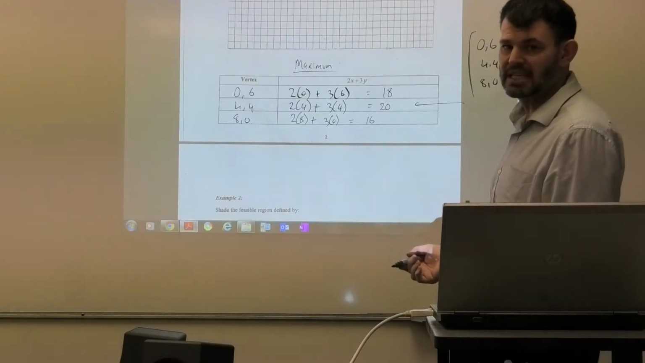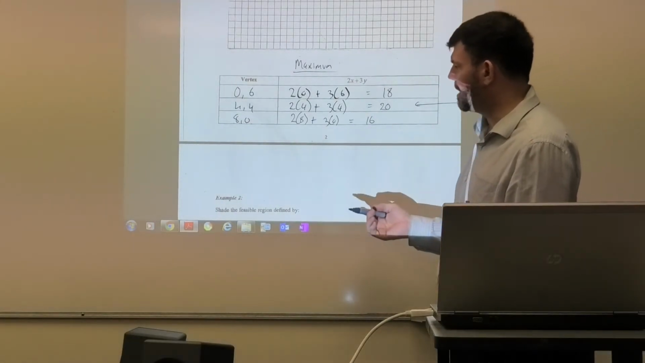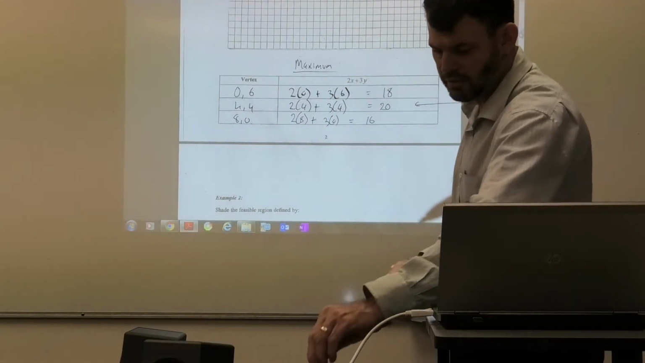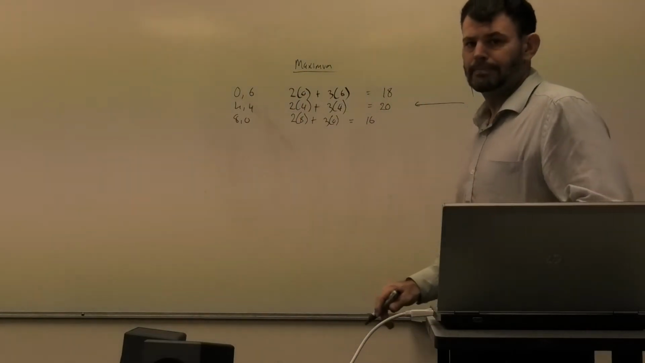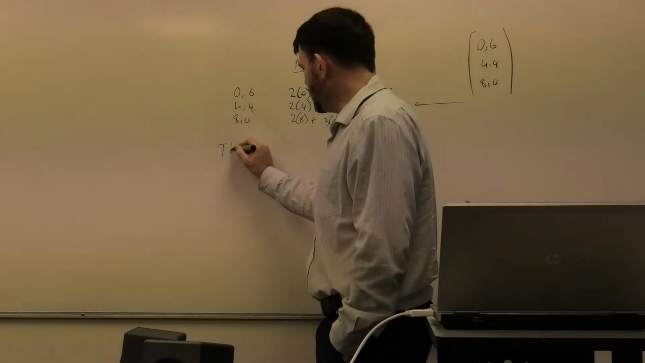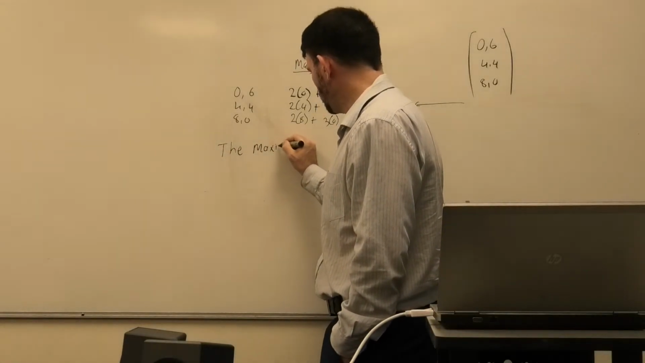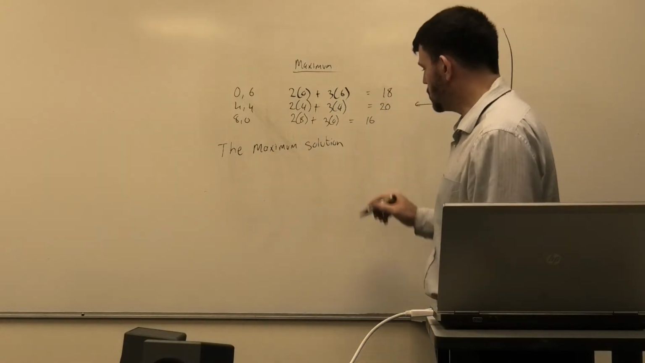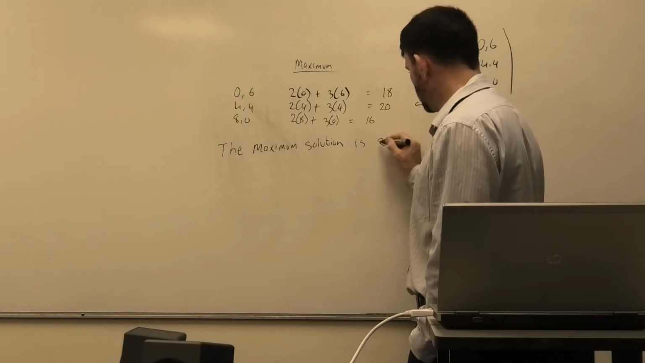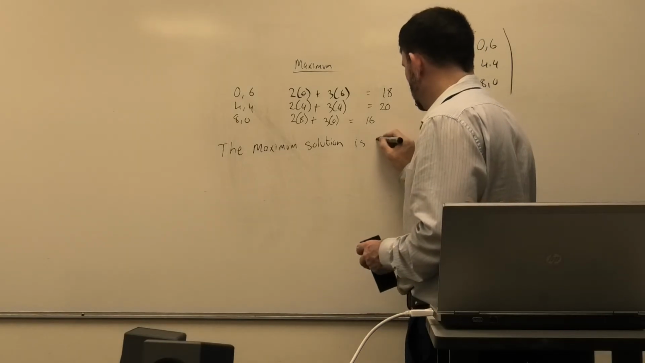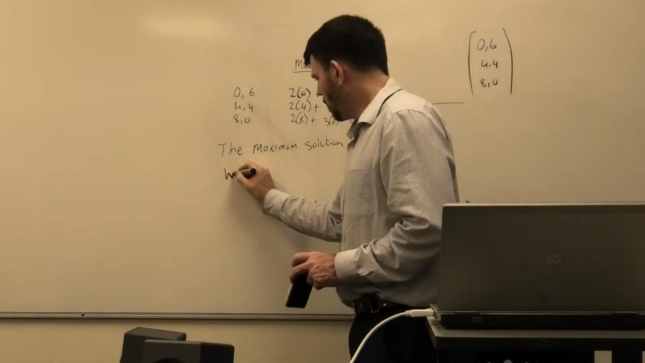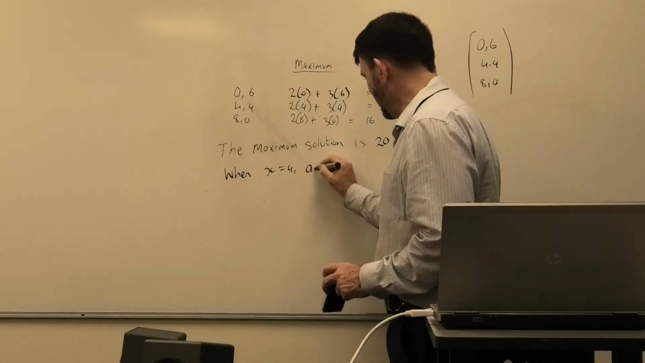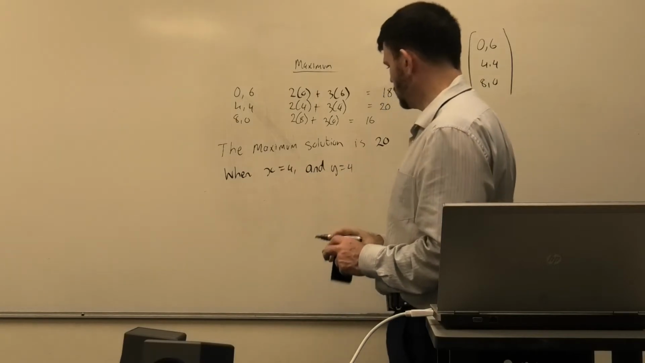So we write a sentence underneath it. And the sentence has to explain how these relate to the optimal solution. So we would say something along the lines, and we'll turn this off here again so that way you can see. Okay? We would say that the maximum solution is 20. So we'll write that at the end. So is 20 when x equals 4 and y equals 4.